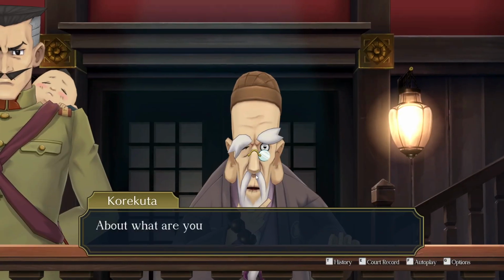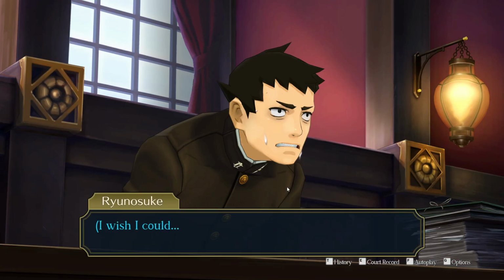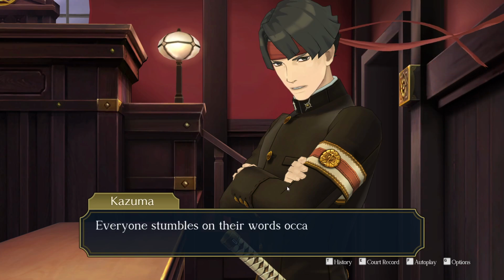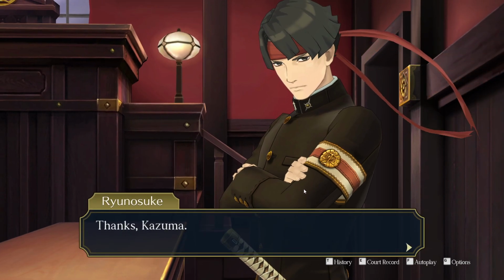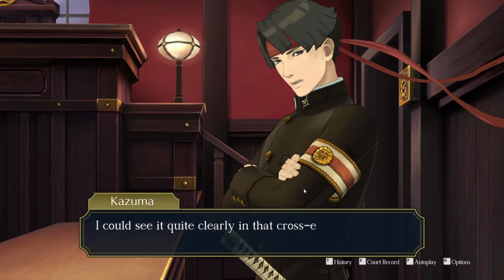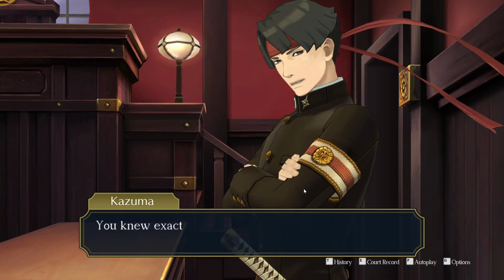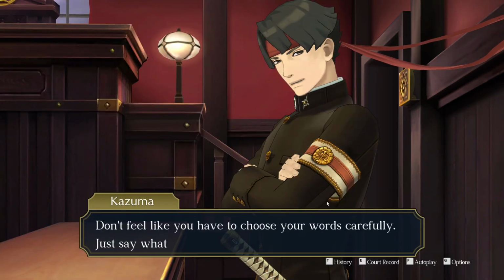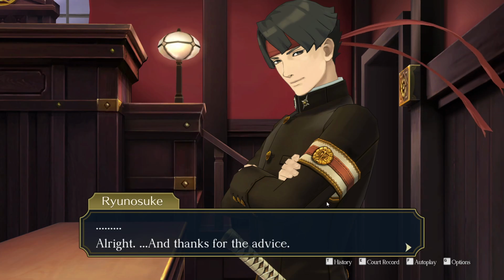Well, I think, about what are you wittering, lad? Call yourself a lawyer. I wish I could. But first and foremost here, I'm the accused. Rinosuke, everyone stumbles on their words occasionally. Under the circumstances, I wouldn't worry about it. Thanks, Kazuma. I could see it quite clearly in that cross-examination you just carried out. When you raised your hand straight up like that, purposefully, you knew exactly what it was you wanted to say. Don't feel like you have to choose your words carefully. Just say what you're thinking. Alright, and thanks for the advice.